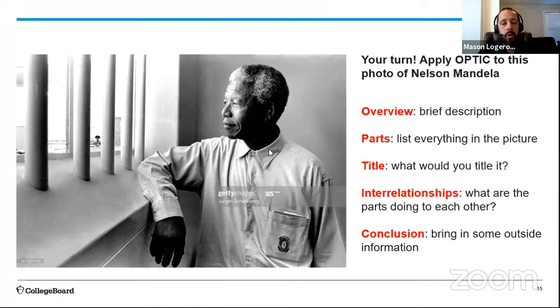All right, so I'm going to give you a chance to practice this. I'll give you a little bit of background on this picture. This is a picture of Nelson Mandela. He is in the jail cell that he lived in when he was incarcerated. This is a couple of years after he got out, when he returned to the jail cell. And that's what this picture is.